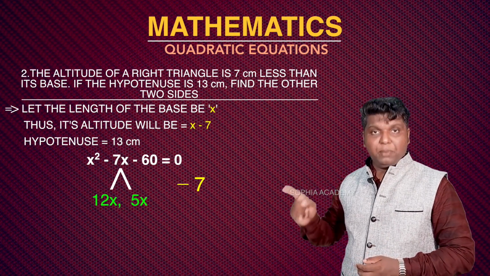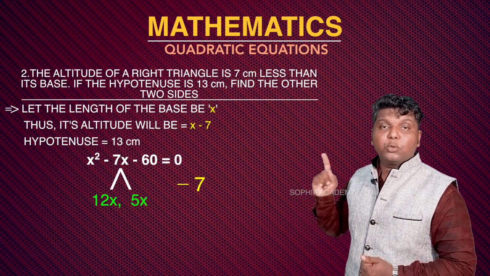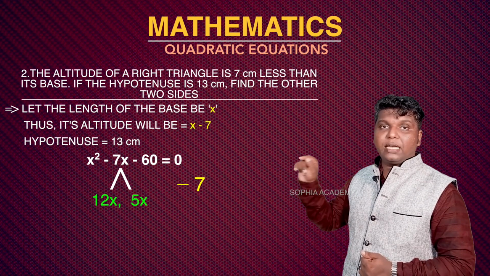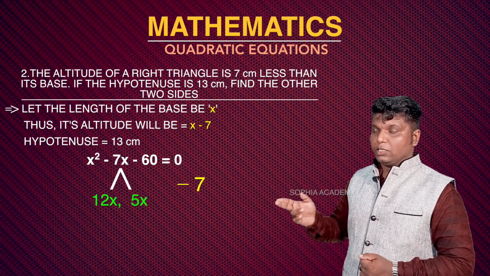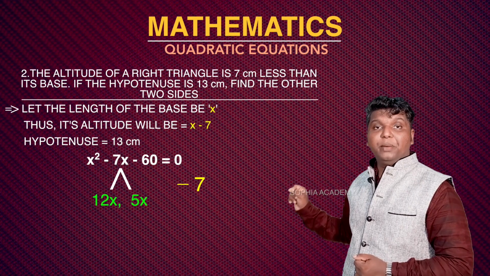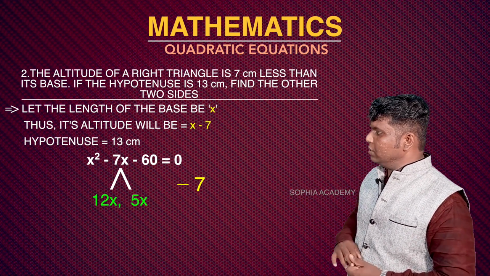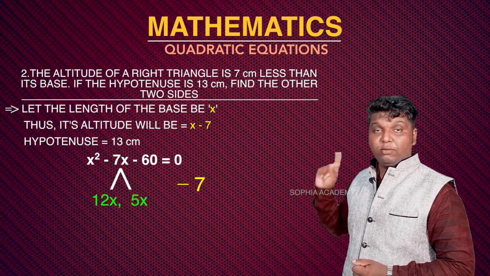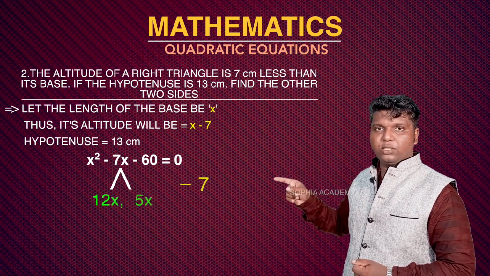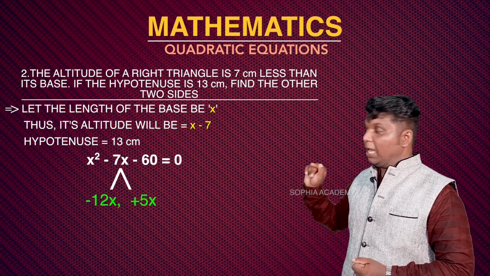As the center term is minus, you have to give the bigger number the same sign as that of the center term. What is the sign of the center term? It is minus. So this minus sign should be given to the bigger number. Now what are the numbers which we chose? It is 12x and 5x. Here the bigger number is 12x, so we will give the minus sign to this 12x. So this will become minus 12x and plus 5x.